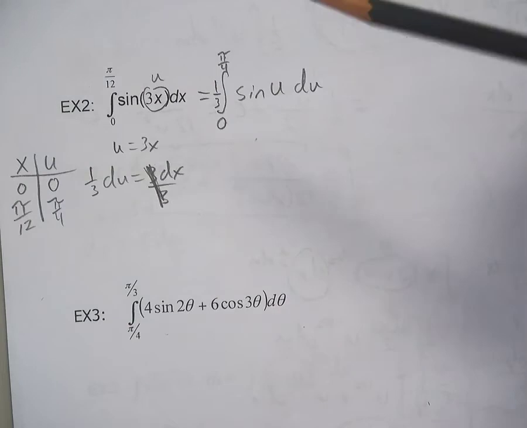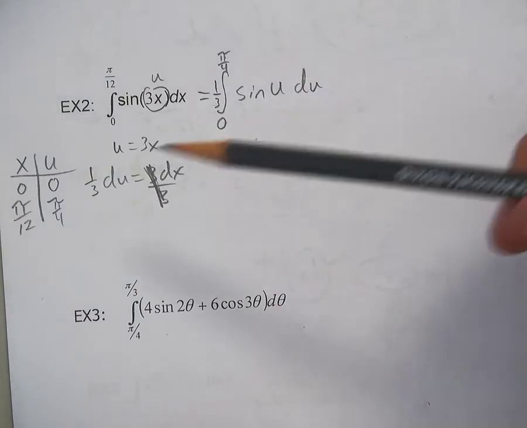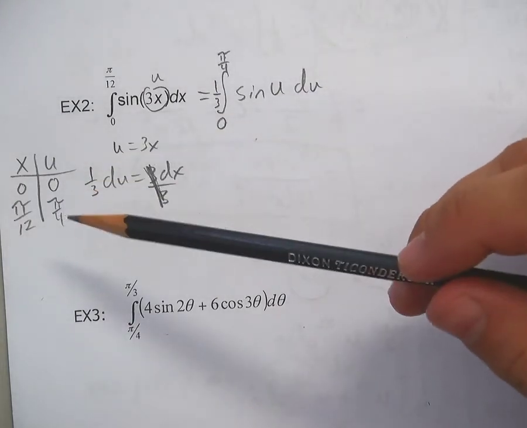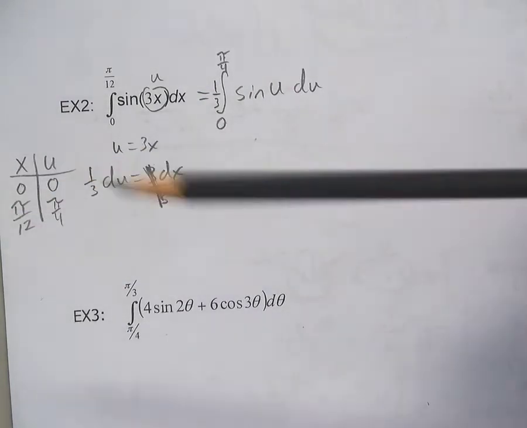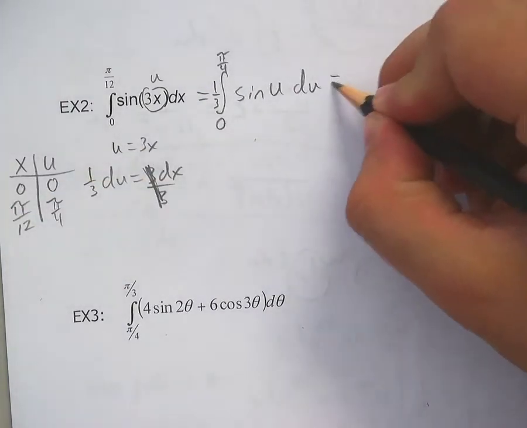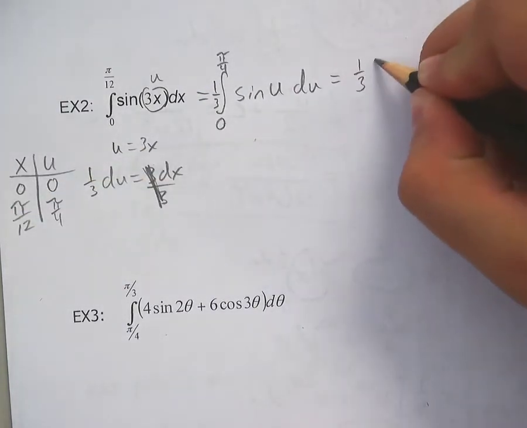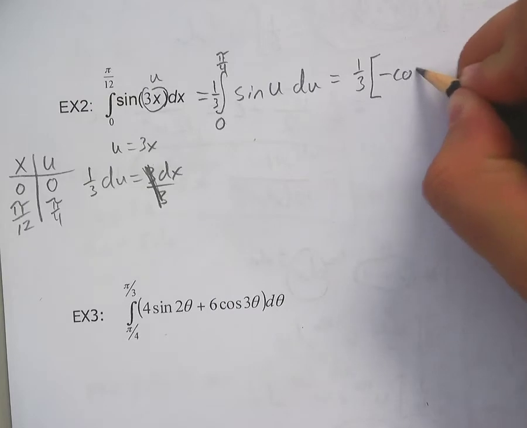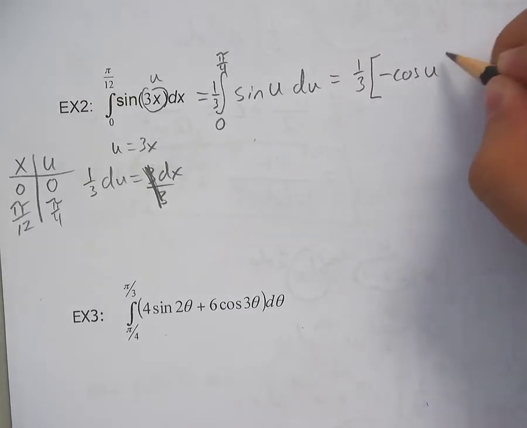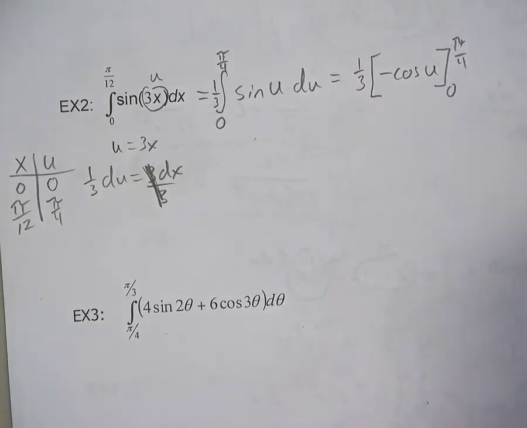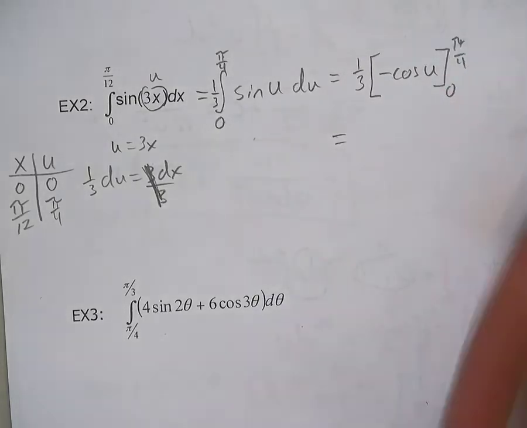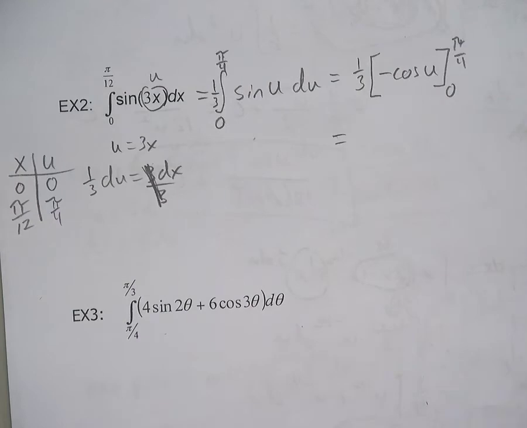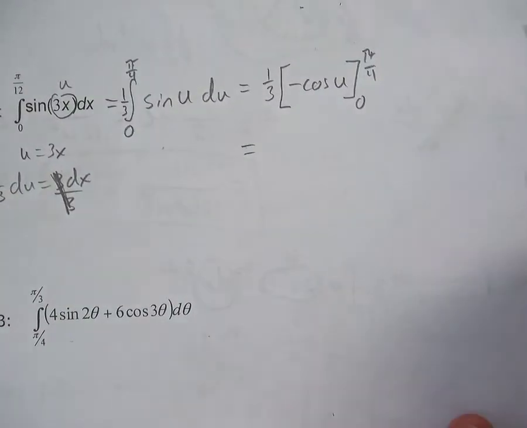So remember, the only thing I'm changing here, really, is making my limits of integration in terms of u. So plug them into u, see what happens. 1/3, and the integral of sine is negative cosine u, and that is going to be evaluated from 0 to pi over 4. And again, what this allows me to do is skip the whole plugging back in for u. I don't need it.